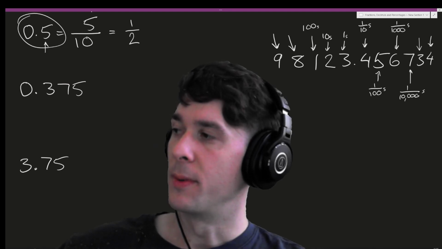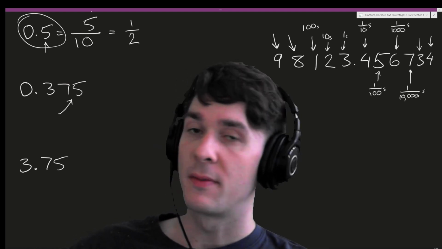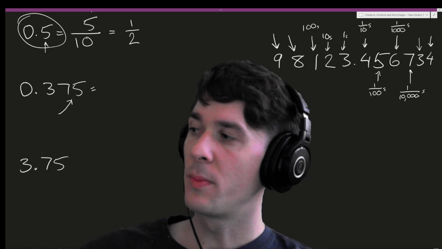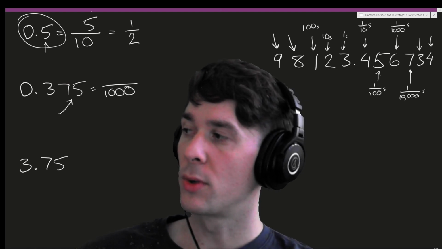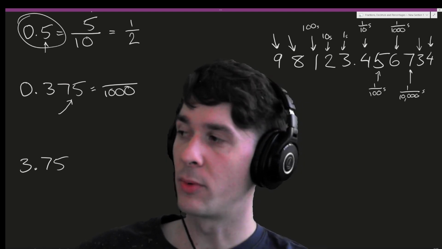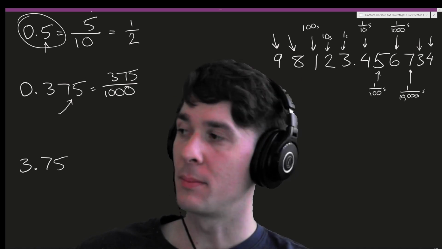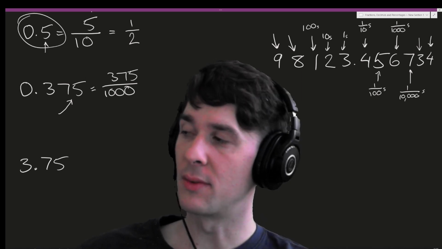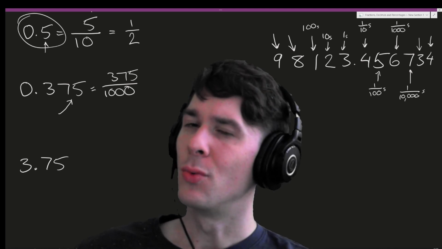Let's go on to the next one. In 0.375, the smallest place value is the 5 in the thousandths position. So this will be a fraction of thousandths, and in the numerator, we're going to write this number without the decimal place. Again, we don't need the 0 out the front because 0375 is still just 375. Again, we're technically done, but we should simplify.